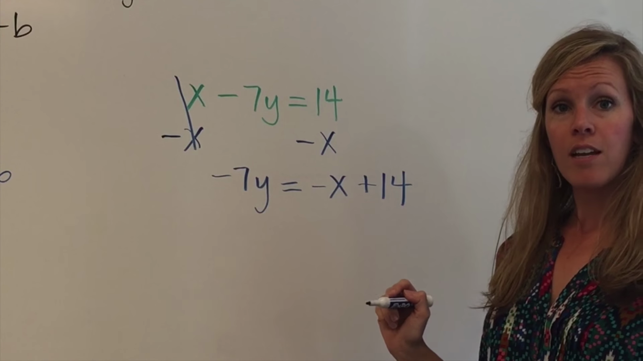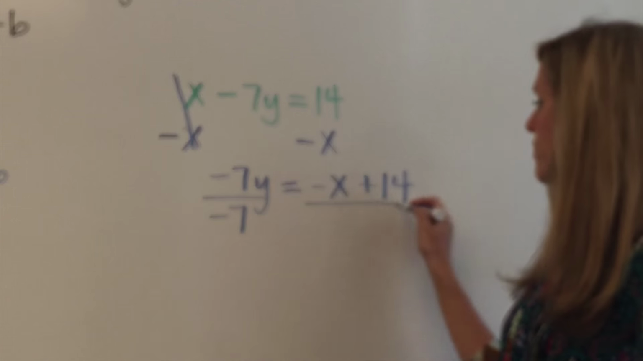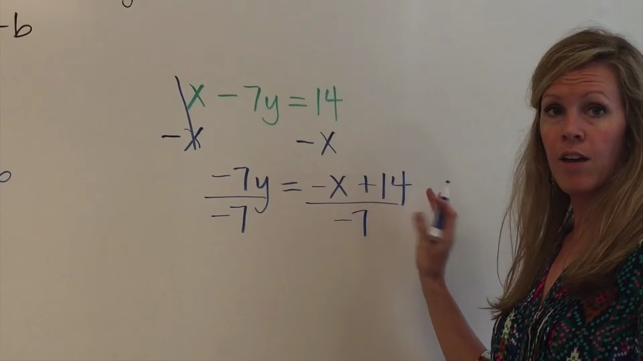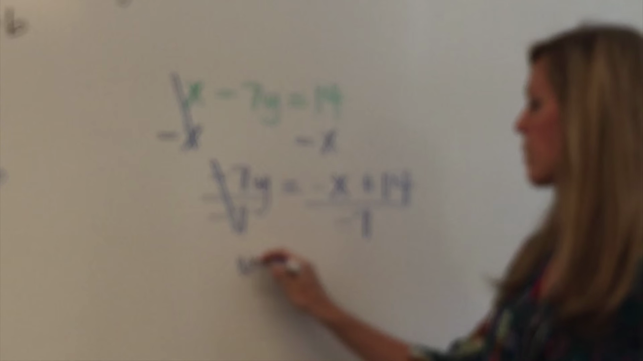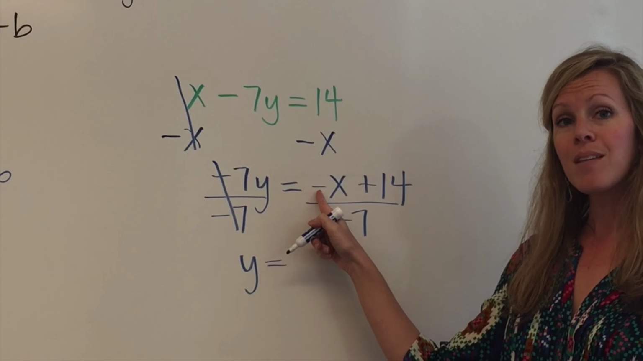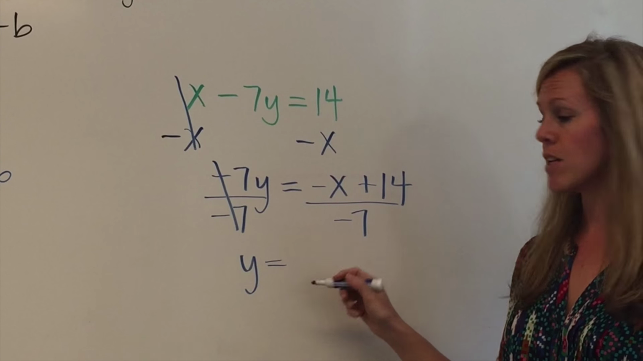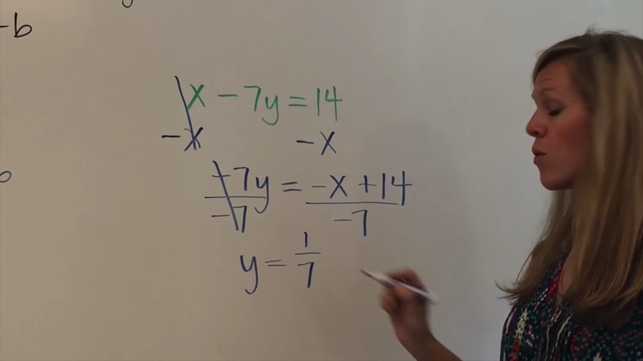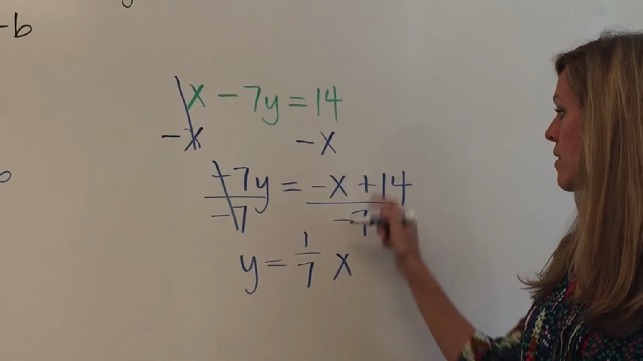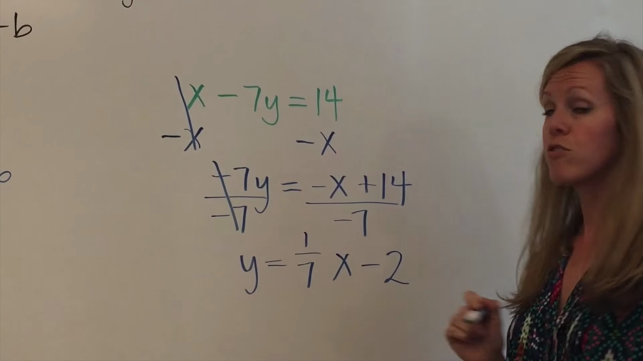Now to get rid of the negative 7, we're going to divide everything by negative 7. Everything on the left and everything on the right. This becomes y. Now we have a negative x. Remember, that means negative 1. So negative 1 divided by negative 7 is going to give us a positive 1/7 x. 14 divided by negative 7 is going to give us a negative 2.